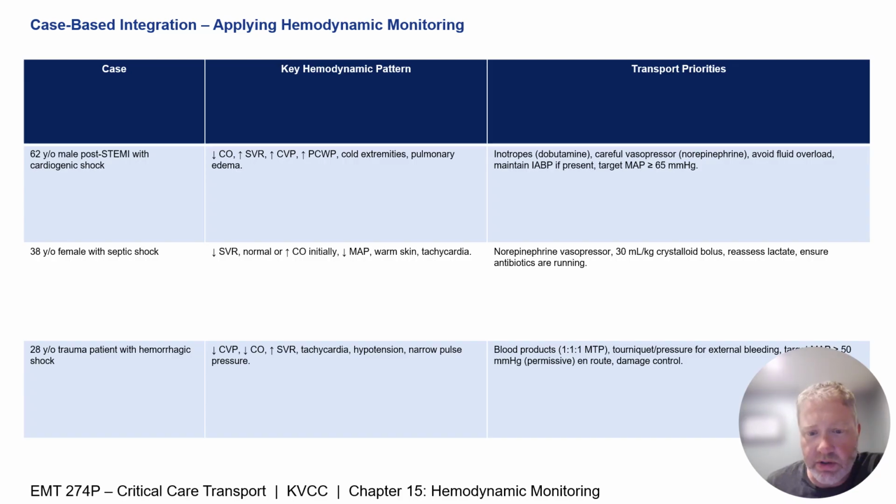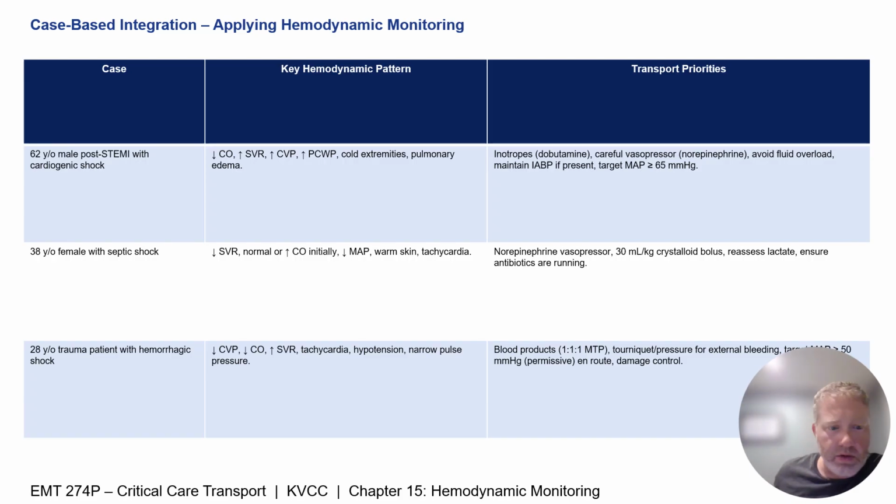Your priorities in transport, clinicians, should be a norepi vasopressor. Consider a 30 ml per kilogram crystalloid bolus. Reassess their lactate, and then ensure that they've got some antibiotics on board.